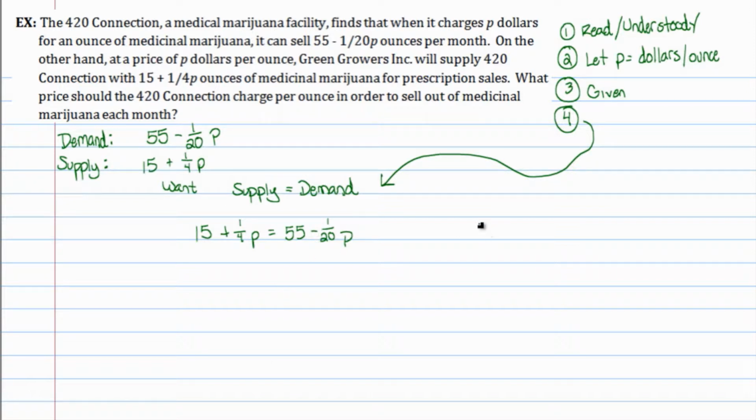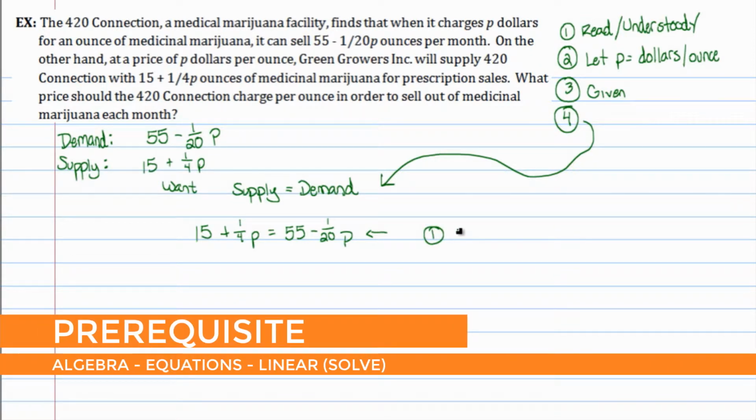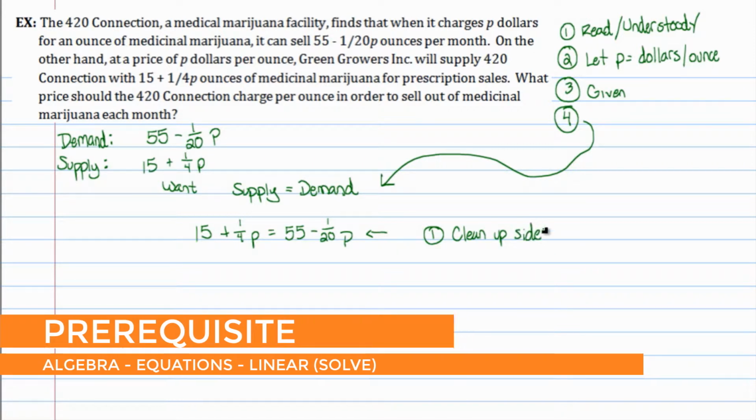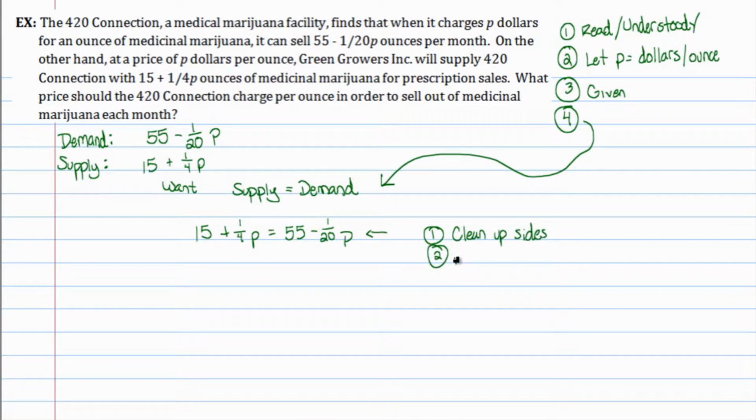So now I see I have a linear equation. I'm going to forget about the word problem now and focus on the linear equation here. To solve that, remember we clean up both sides, but again, both sides are already cleaned up. We'll move variable terms to one side.